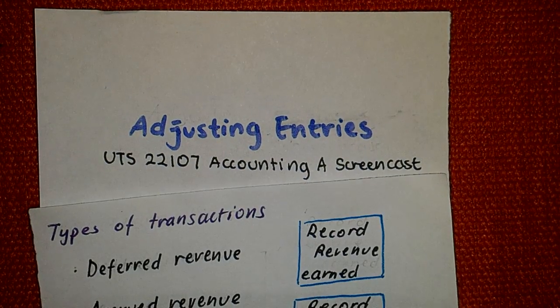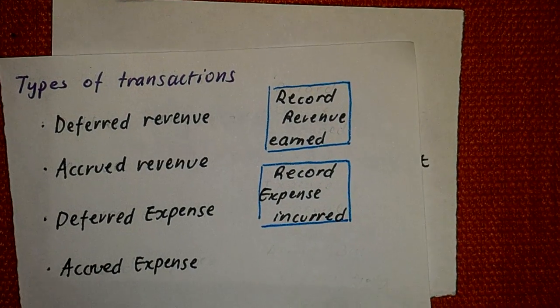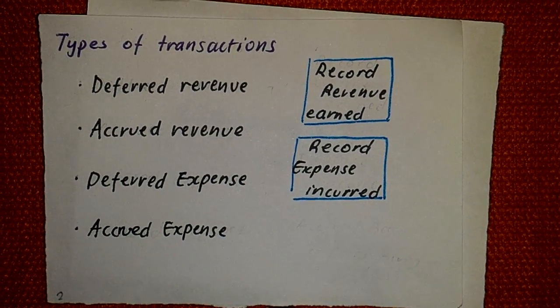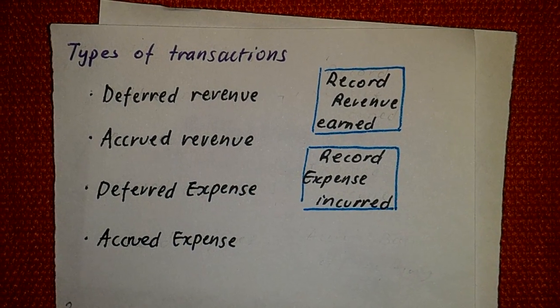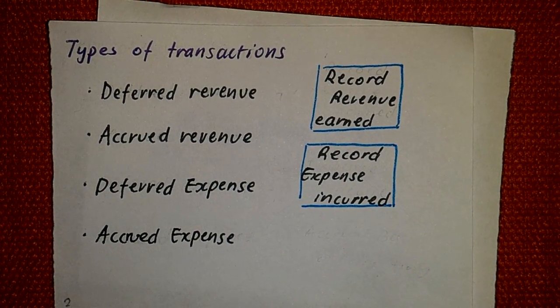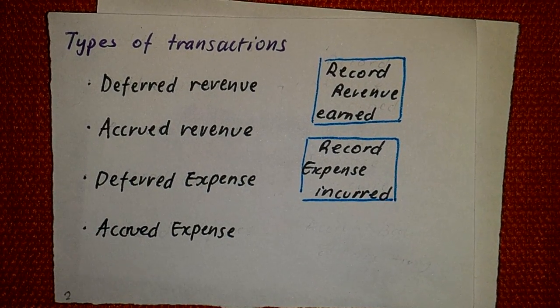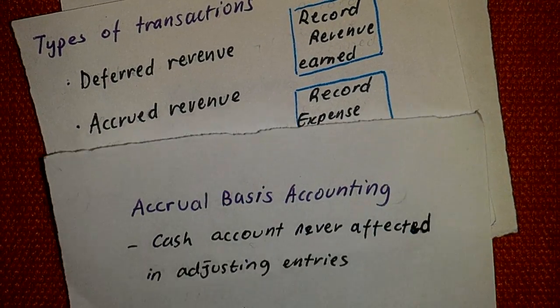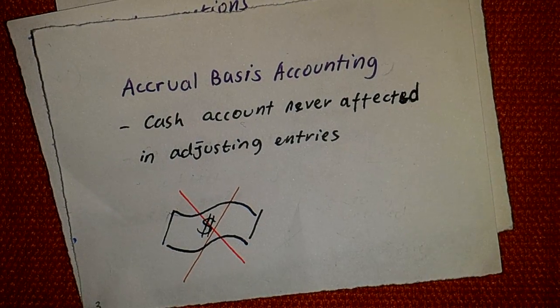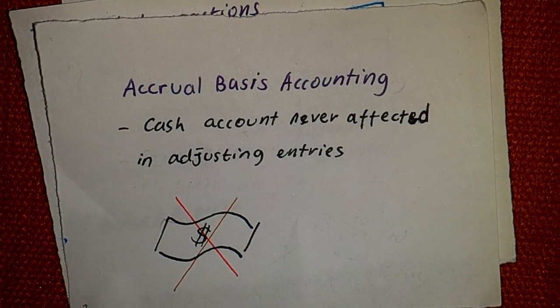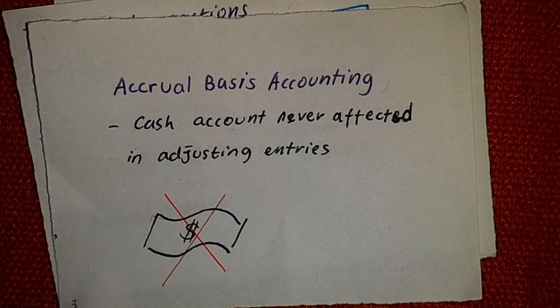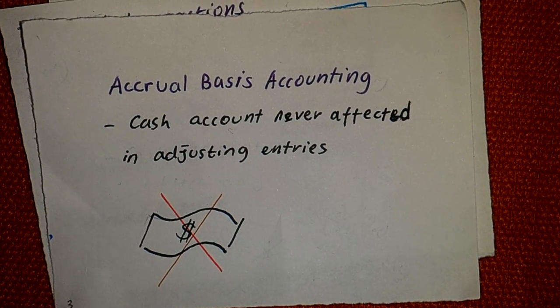Adjusting entries. There are 4 types of transactions in adjusting entries: deferred revenue, accrued revenue, deferred expenses, accrued expenses. To record revenue earned and to record expenses incurred, this is under the accrual-based accounting. In addition, cash accounts are never affected in adjusting entries, as cash has already been paid before or after revenue.